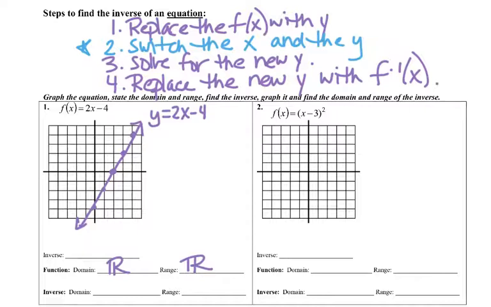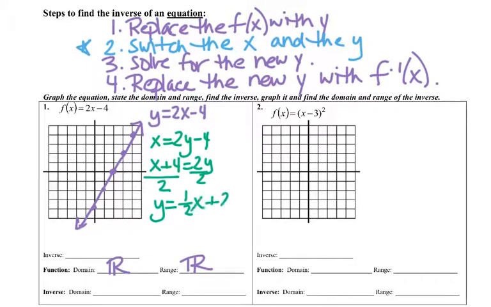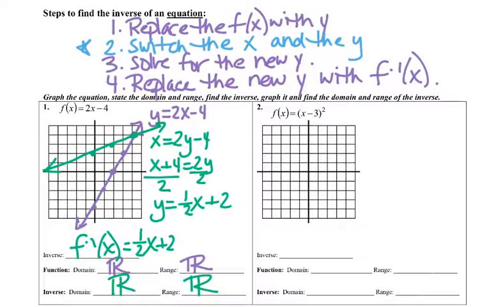To find the inverse, I'm going to switch the x and the y, so x equals 2y minus 4. Solve for the new y, x plus 4 equals 2y. And I'm going to rewrite that y equals 1/2 x plus 2, so that I can really tell that the inverse here is also a linear function. And if I graph that, up 1 over 2, up 1 over 2. So the inverse of a line is a line. Domain and range is all real numbers.